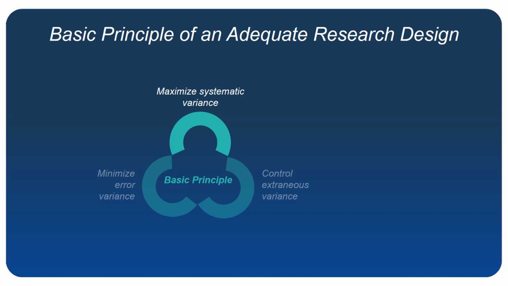Max means maximize systematic variance, min means minimize error variance, con means control extraneous variance. Systematic variance is true in nature because it is predictable, which is what we are supposed to maximize while conceiving a research design. As we maximize the systematic variance, which is true in nature, the other variance called error variance, which is unpredictable, has to be minimized.